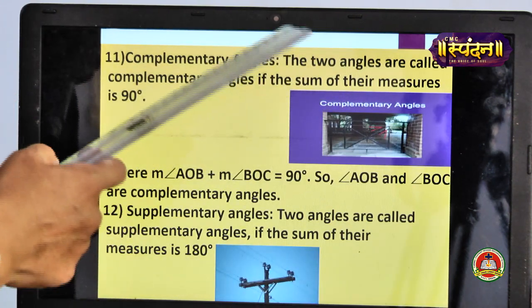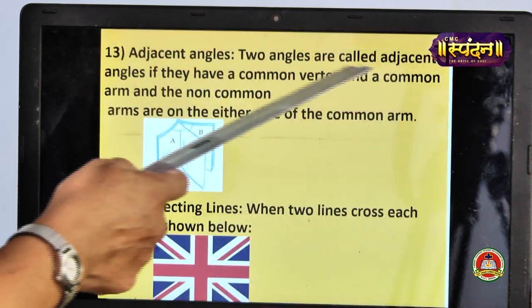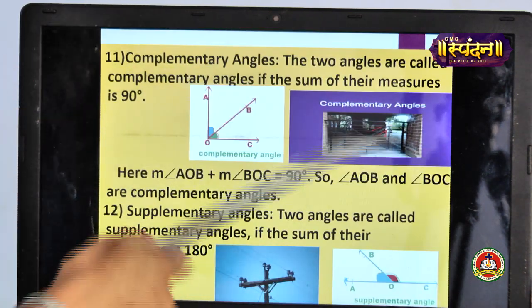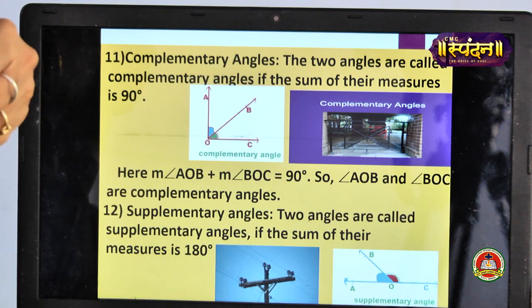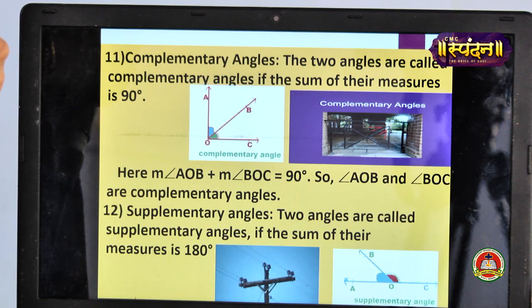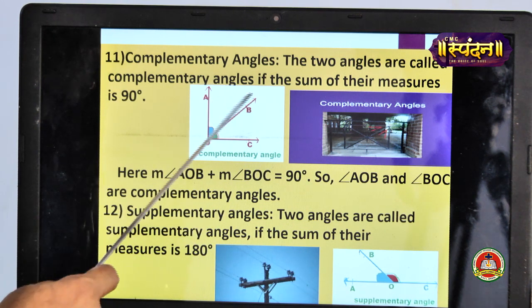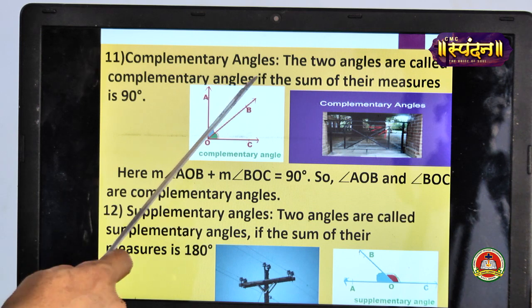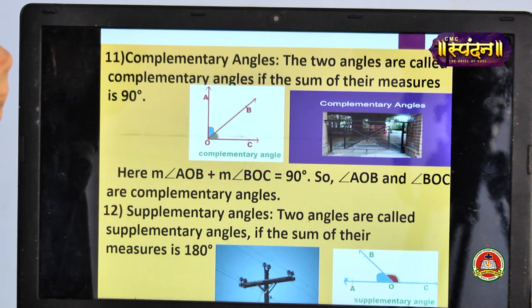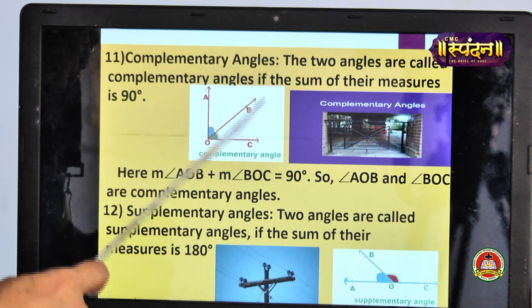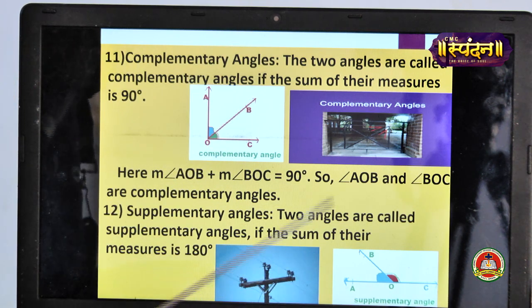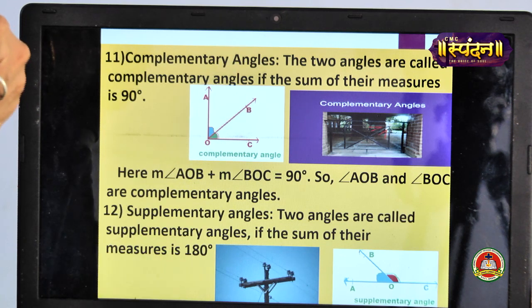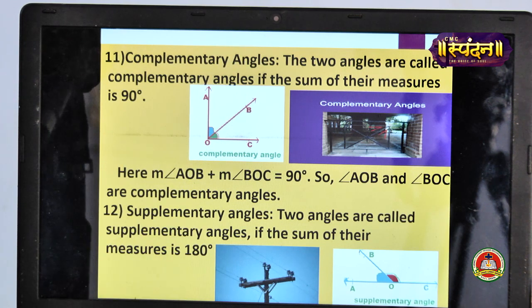Next is complementary angles. What are complementary angles? Two angles whose sum of measures is 90 degree, you call them complementary angles. So here two angles are formed. The first angle is AOB and the second angle is BOC. If you add these two angles, you should get 90 degree. When you get 90 degree, you call these two angles complementary angles.